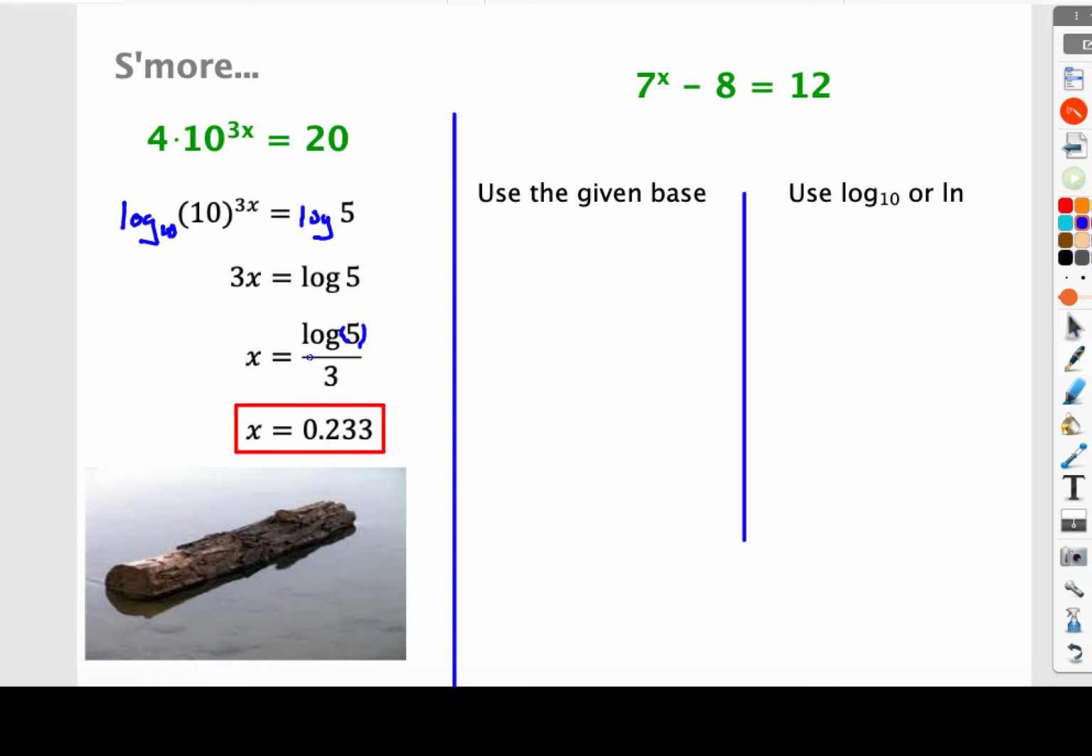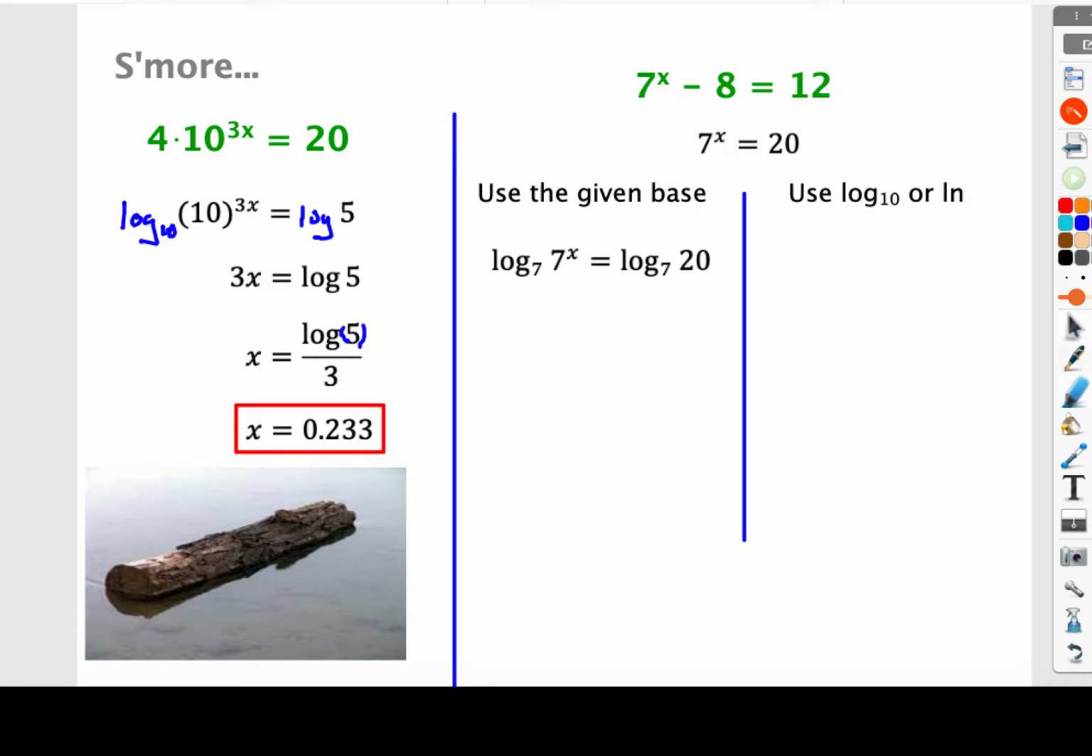Now, the next problem has a couple of different options. The first step is really not optional. We want to add 8 to both sides, right? So we're going to get 20 on the right side. But now it's our choice. Kind of like the last two problems, if we're at 7 to the x, we're probably due to use a log base 7. So if we want to use the given base, if 7 to the x is what we're trying to mess around with here, then log base 7 of 7 is a great idea, right?